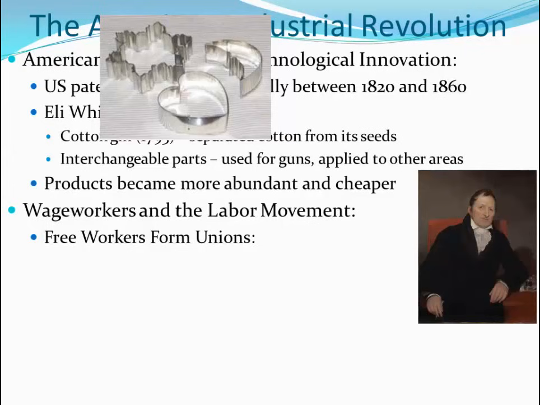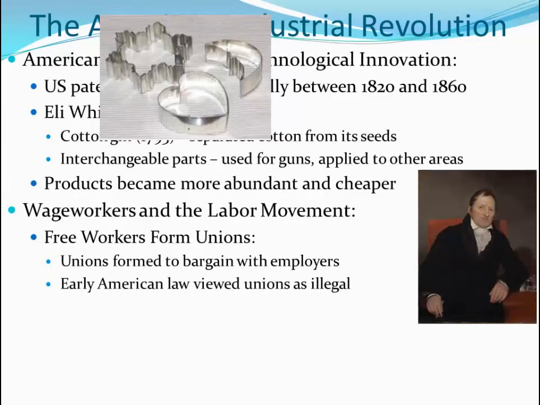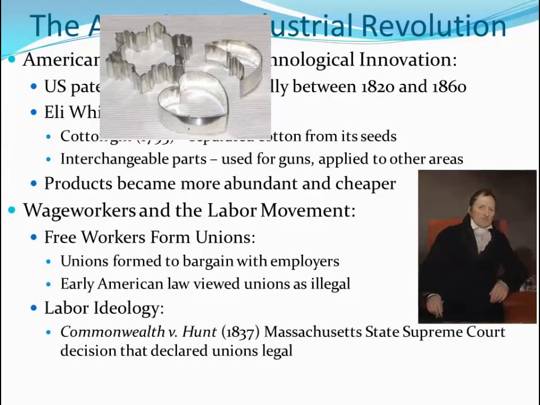We begin to see the development of unions, and the whole purpose of a union is to bargain with employers. Early American law viewed unions as illegal, as did British common law. So it's really not until 1837, in the Massachusetts State Supreme Court case Commonwealth v. Hunt, that unions are viewed as legal. But it takes a while for unions to catch on. It's really more symbolic at the time. Many states and governments are still resistant to unions. It's really not going to be until after the Civil War that we see the union movement begin to expand.